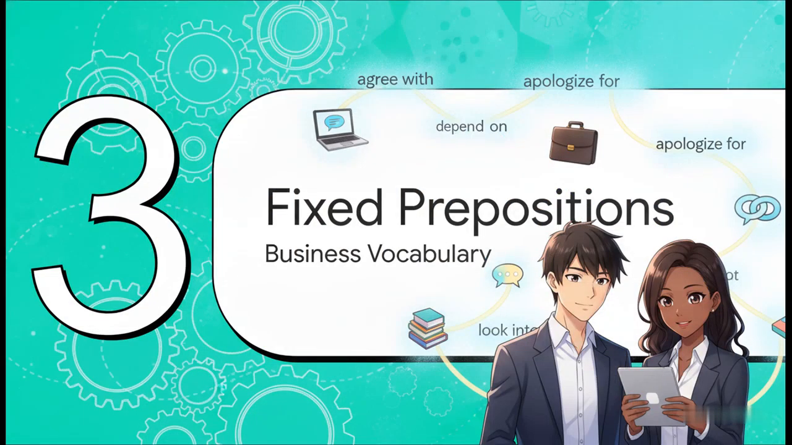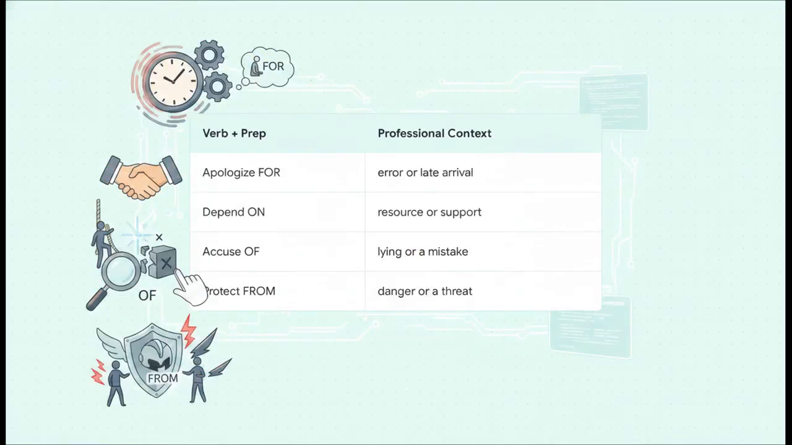Okay, jumping into Section 3, fixed business prepositions. In English, some verbs have a really strict partnership with a specific preposition. Let's walk through the study table together to see these fixed pairs that are absolutely essential for formal situations. If you're running behind, you apologize for your late arrival, never apologize about. If you need your team, you depend on them. In HR or legal contexts, someone is accused of a mistake, not accused for. And safety protocols protect from danger. Memorizing these exact pairings will make your formal writing absolutely bulletproof.